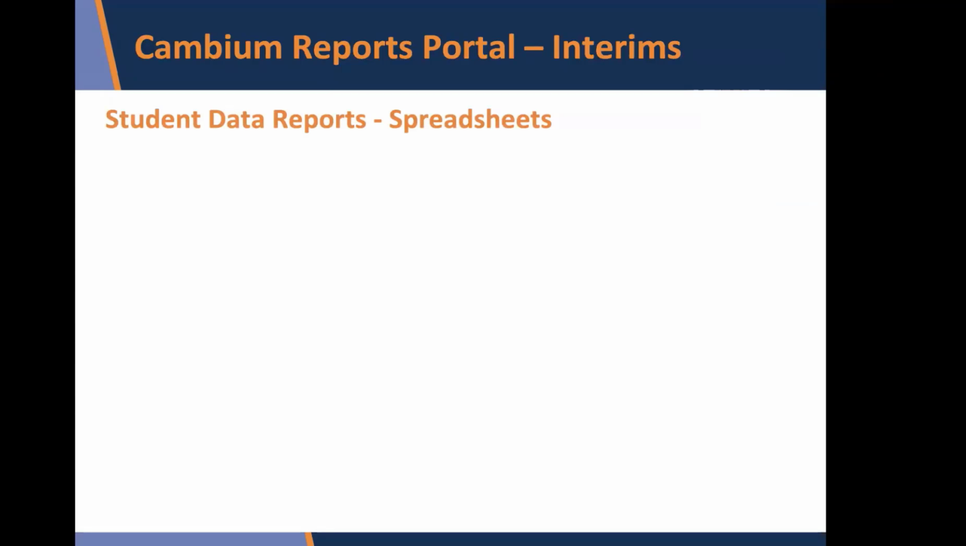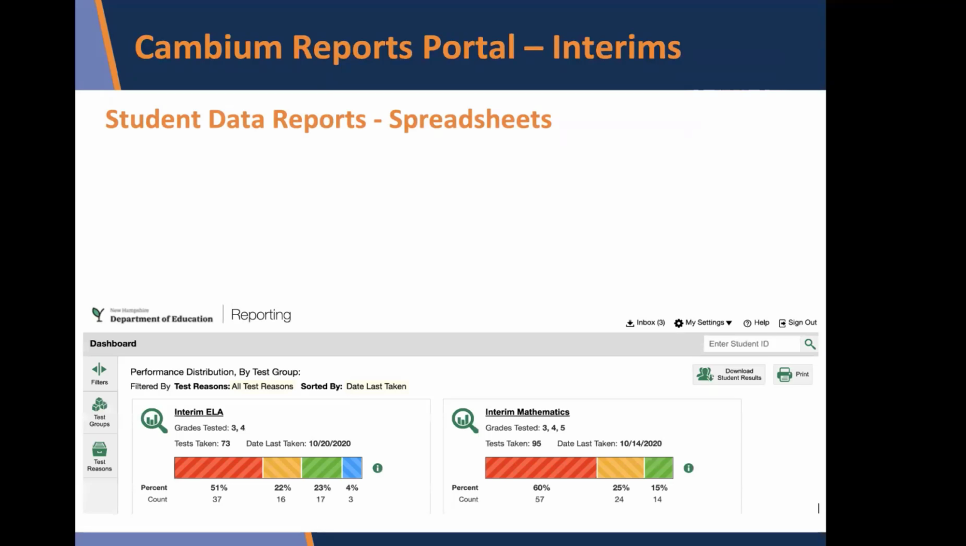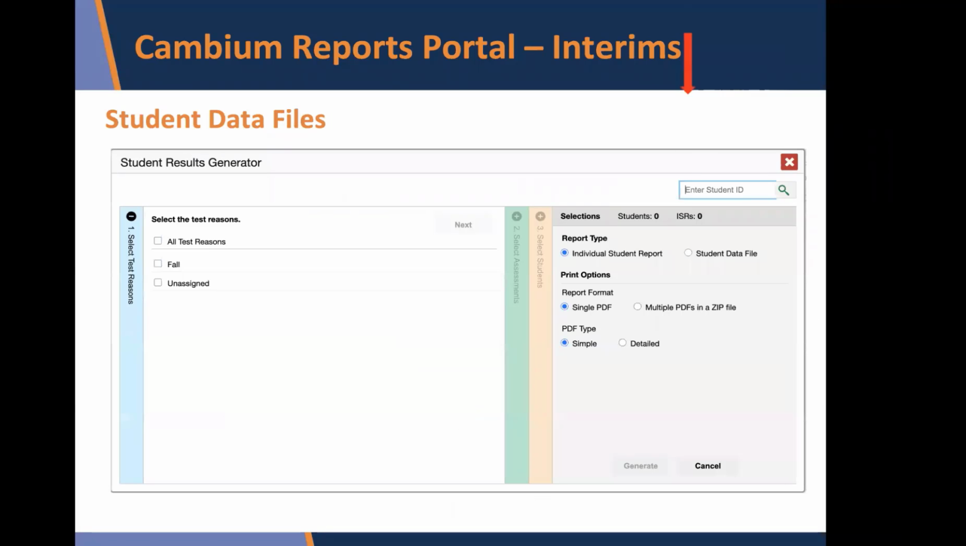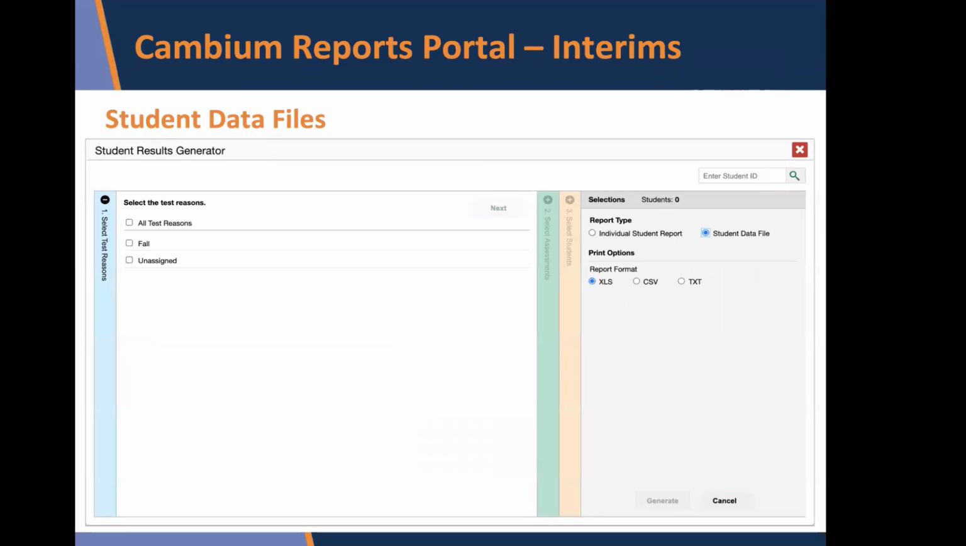But if we wanted to download it into a spreadsheet form, we kind of do the same thing. Here's my main reporting page, download student results. You get this page, and instead of individual student report, you would choose student data file. Once you choose student data file, you get to choose between Excel, CSV, or text. I choose Excel because that's all I really want to use. But you can choose whichever format you would like.